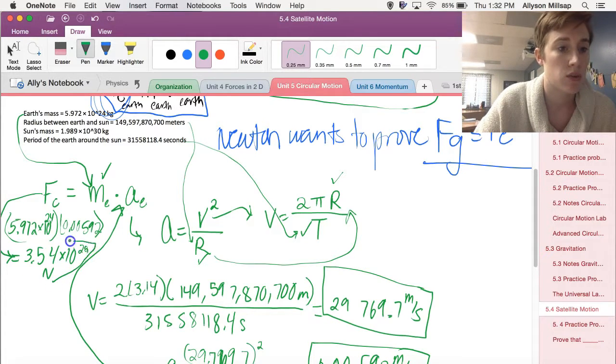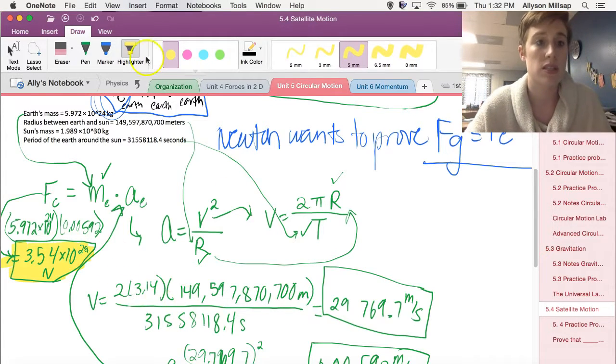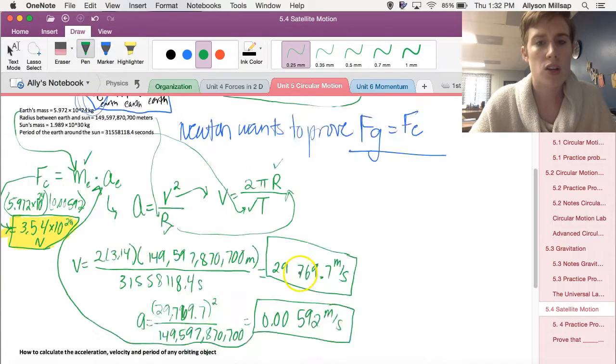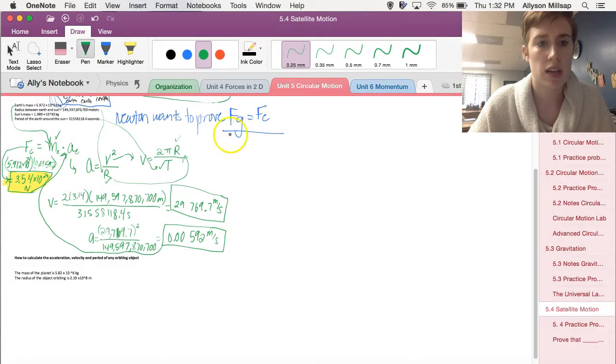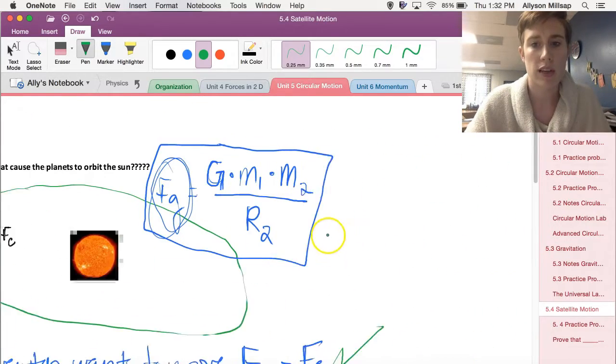That's a pretty big force. So I'm going to highlight that so we can see that in just a second, because our goal is to compare our centripetal force to the gravitational force and see if they're the same. So now I have to find my f of g. Okay, so we found f c, now we need to find f g. So we're going to be using this formula, the formula we learned in the last video.